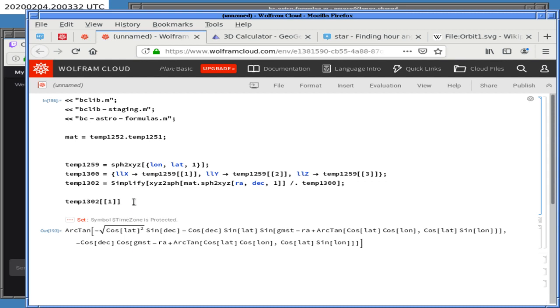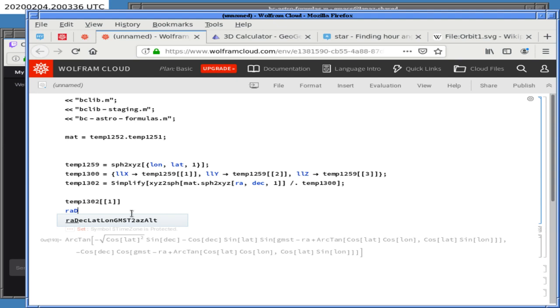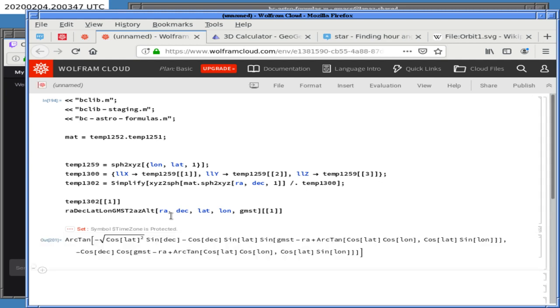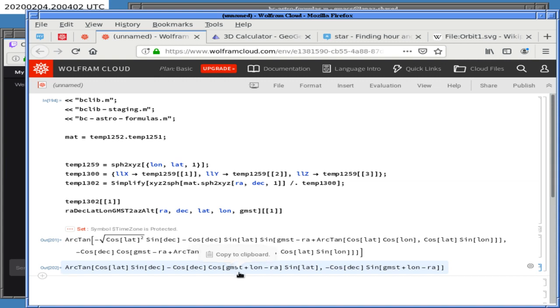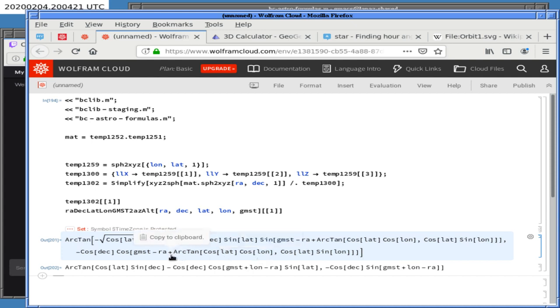So now we want to compare this to RA deck and so on, given RA deck lat lon GMST, what is the azimuth there? And are they similar to each other? Theoretically identical. Wow. Yeah, I'm not going to quite say they're identical, but they look pretty close to each other. There's some flipping of variables. Is this really the cosine of a cosine of a... That just seems weird.